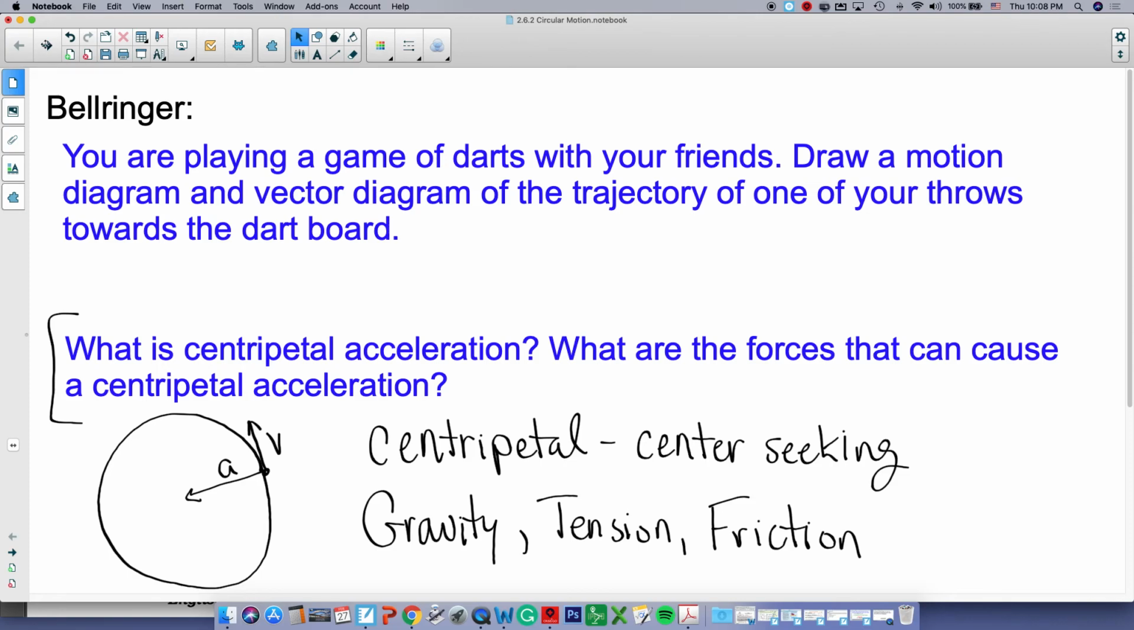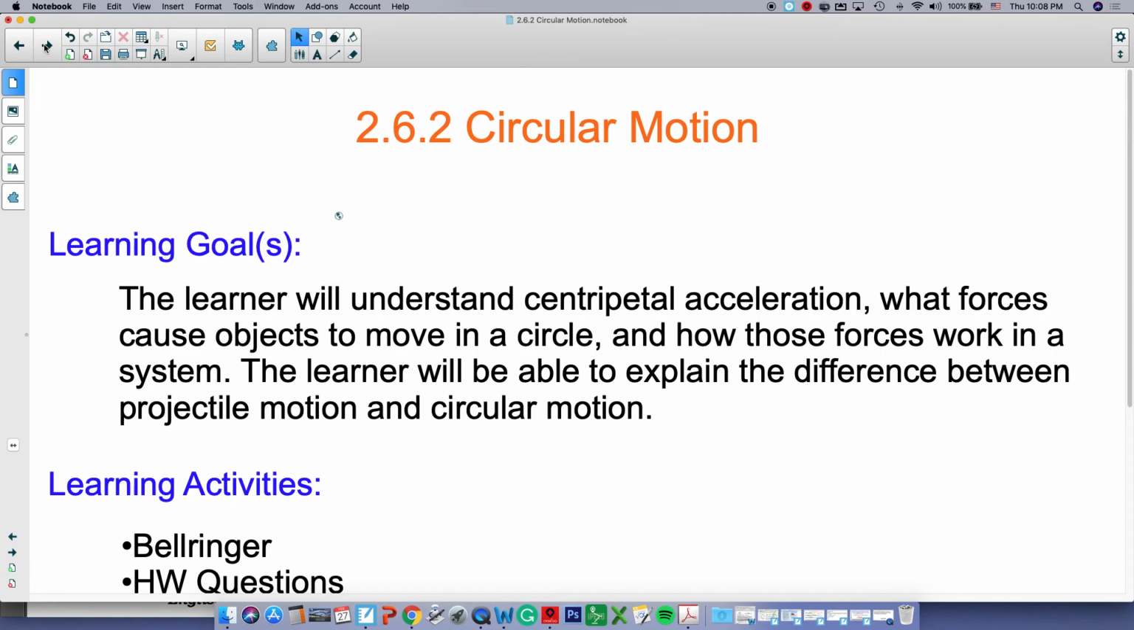that. Okay, so we're going to talk a little bit more about circular motion here, and you can fix things that you did if you had a worksheet that was due. There will be a worksheet at the end of this lesson involving circular motion problems. I have a video that I would normally play with this, but I'm just going to provide you the link in Google Classroom for that. We're going to look at centripetal acceleration, the forces that cause it, how those forces work in the system, and you're going to be able to explain the difference between projectile motion and circular motion.